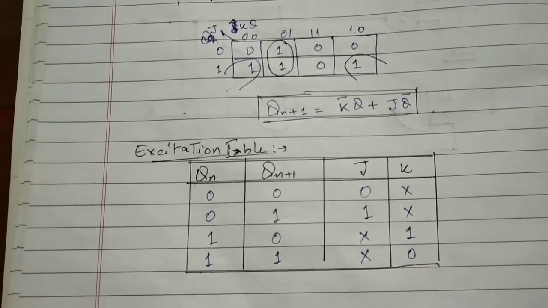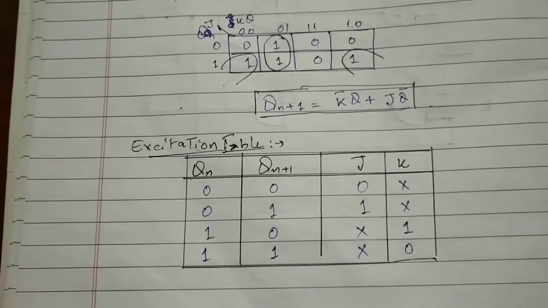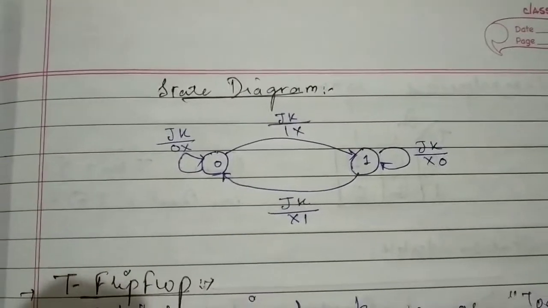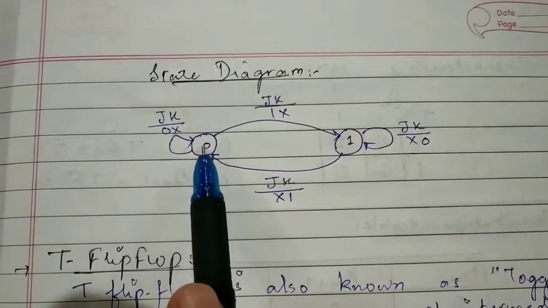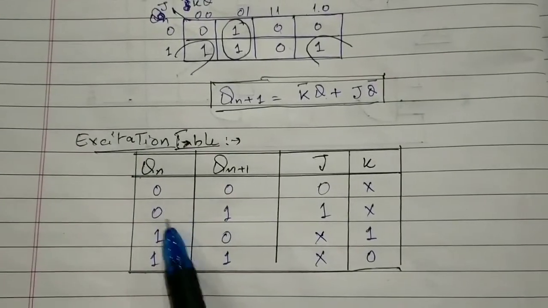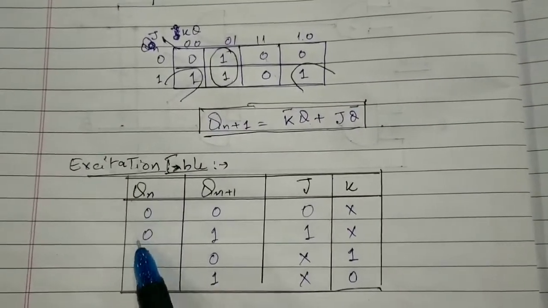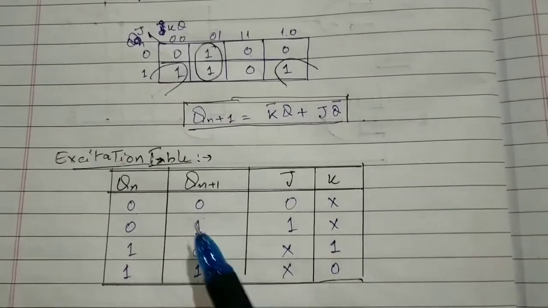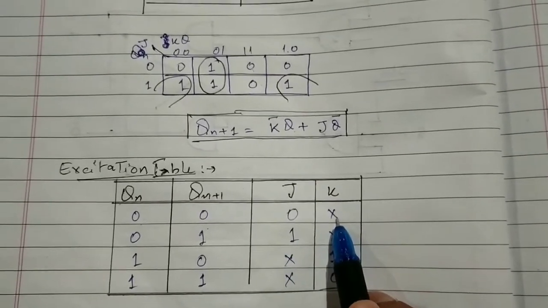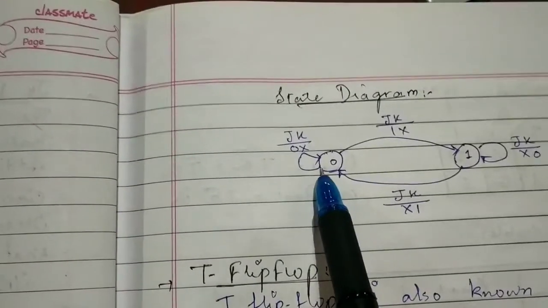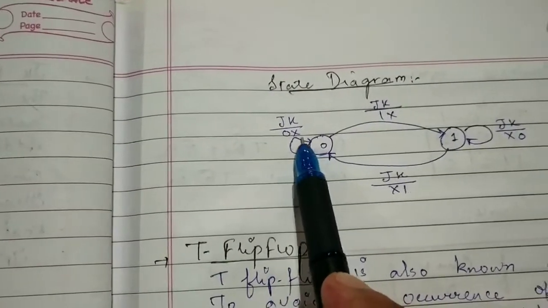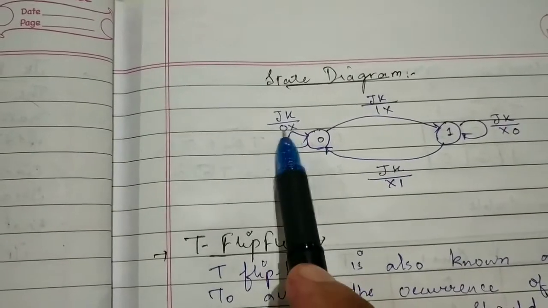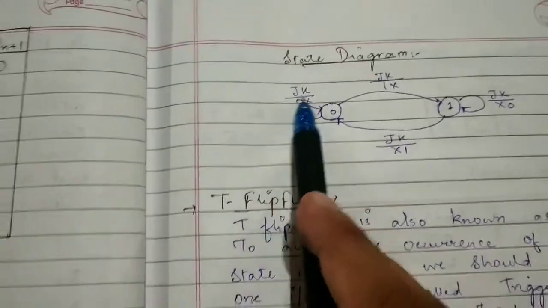Now from this excitation table we can determine the corresponding state diagram, which is shown here. From the excitation table, when the initial state Qn is equal to 0, the next state is 0 for the inputs 0 don't care. We write it as initial state 0 and next state also 0, so there is a self loop, for the inputs 0 don't care for the JK.